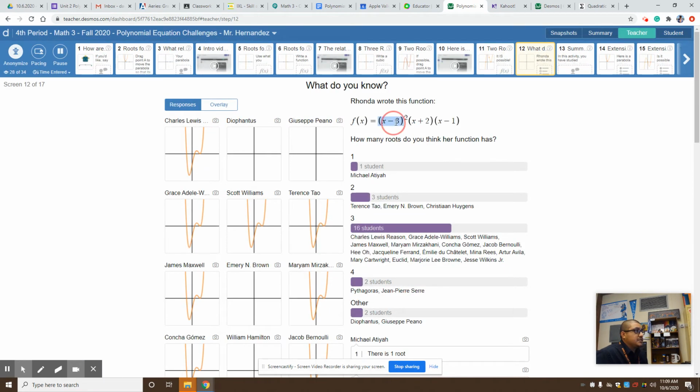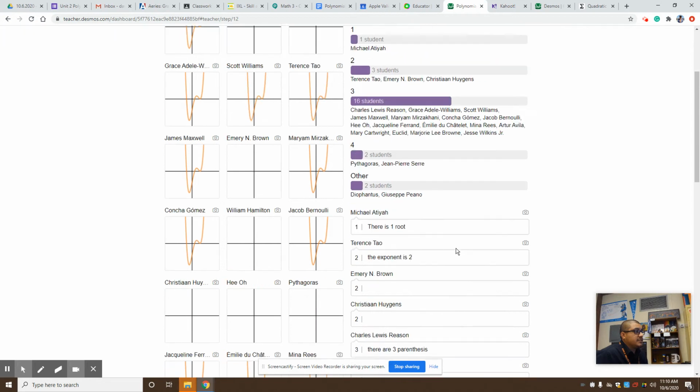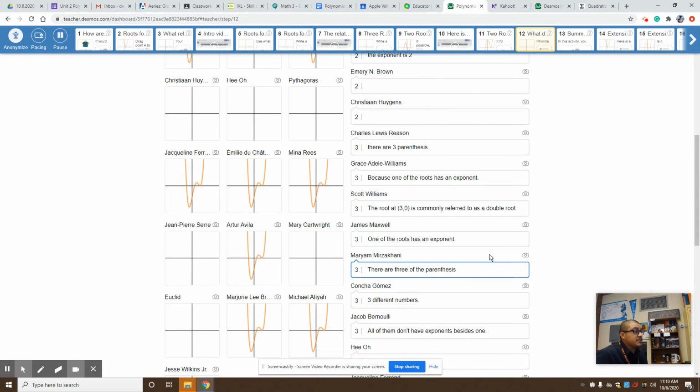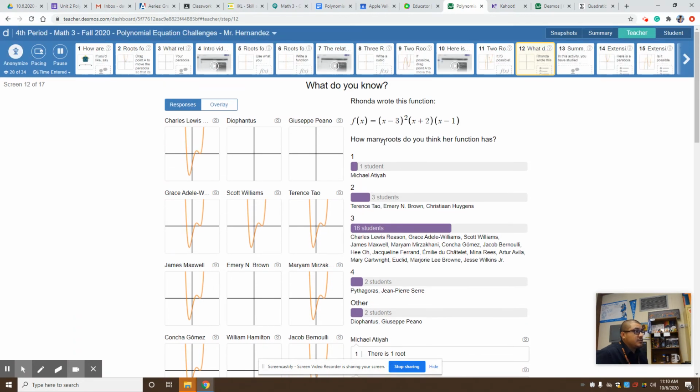Now, this has a double root. There's 2 of them, x minus 3, x minus 3, then another factor and another one. So there's actually 4 roots. 4 roots here. And so 4 is correct. So 1 is squared. Yes, there's 2 corresponding roots to x minus 3. Good. Now, if you pick 3, that's not a bad thing because I've been telling you roots and x-intercepts mean the same thing.